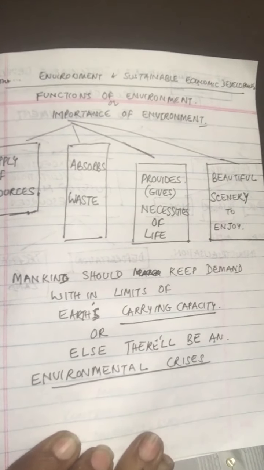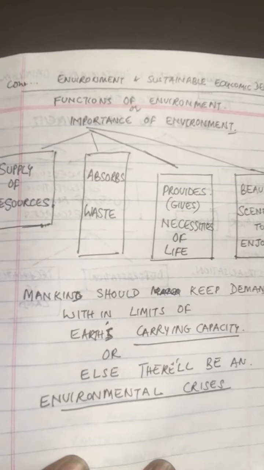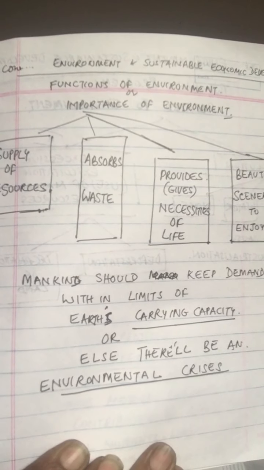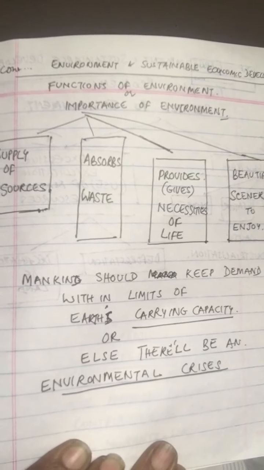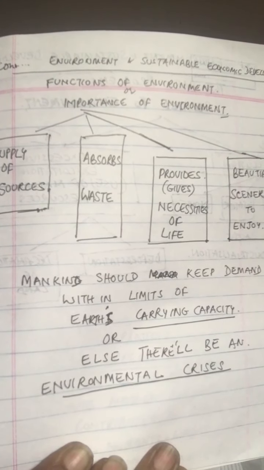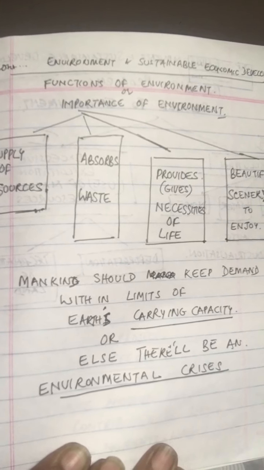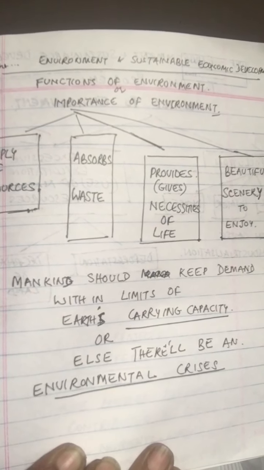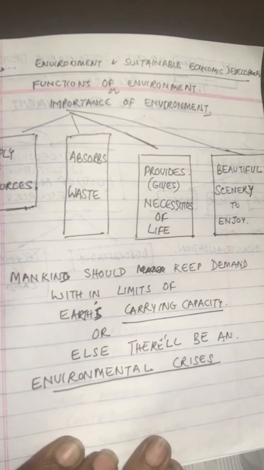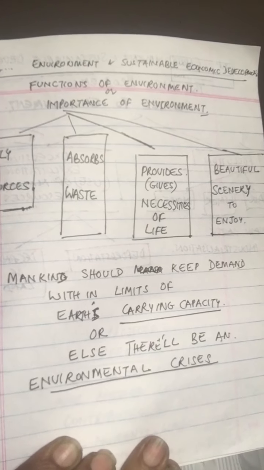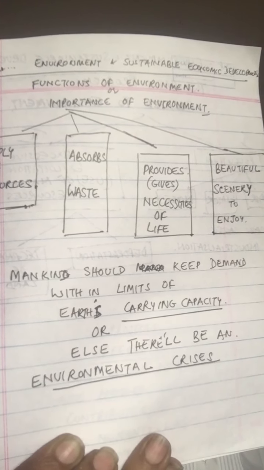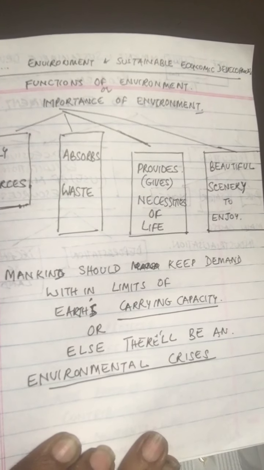So talking about the functions of environment, what are the functions? It supplies productive resources. It supplies resources, both renewable and non-renewable. Renewable resources include trees in the forest, fishes in the ocean. Non-renewable resources are like coal, oil, gas, etc. And all these resources are used as inputs in production.